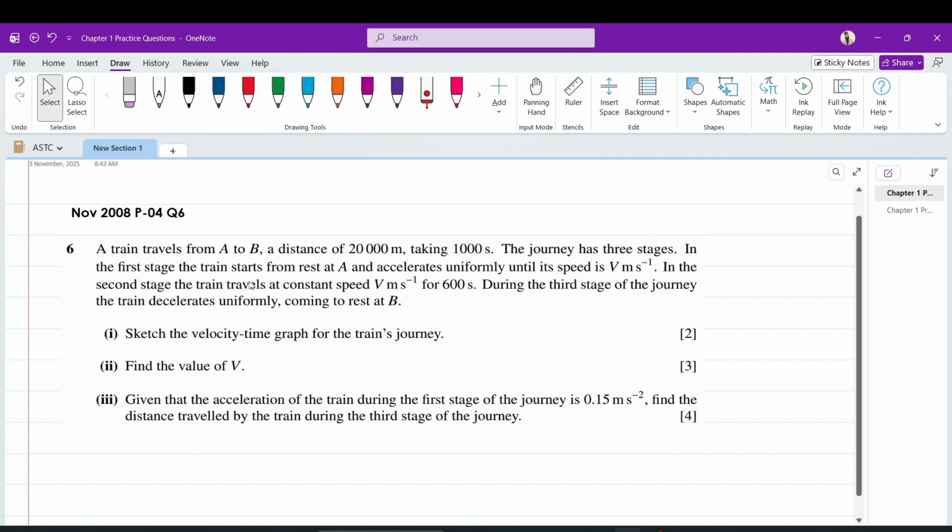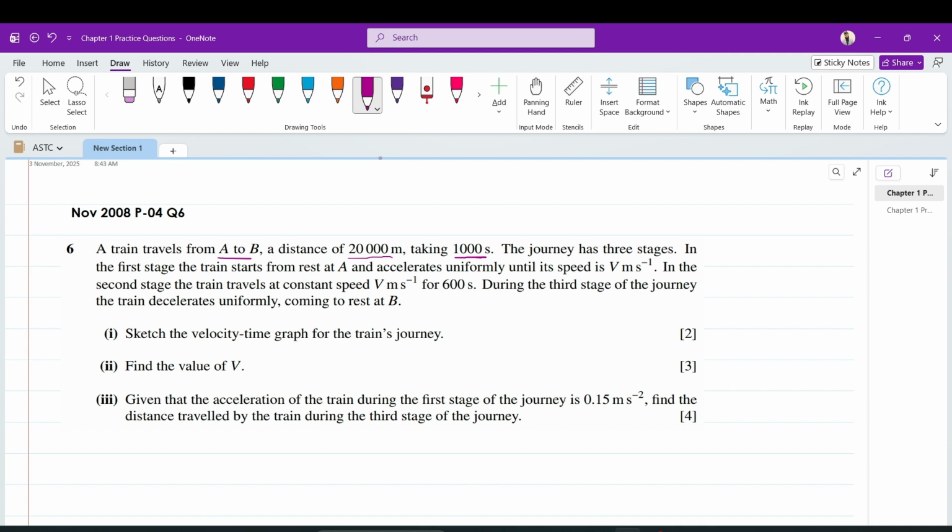A train travels from A to B, a distance of 20,000 meters, taking 1000 seconds. Okay, so the total distance between A and B is 20,000 meters, taking 1000 seconds. The journey has three stages. In the first stage, the train starts from rest at A and accelerates uniformly until its speed is v meters per second. In the second stage, the train travels at constant speed v meters per second for 600 seconds. During the third stage of the journey, the train decelerates uniformly, coming to rest at B.